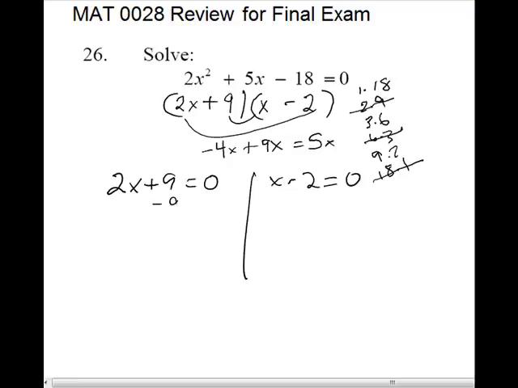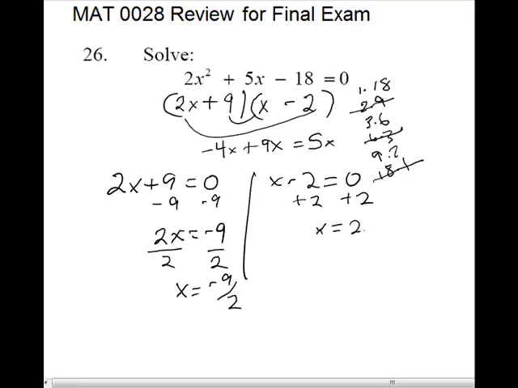Isolate your variables. So subtract your 9 from both sides. 2x equals negative 9. You are going to get a fraction on this one. Divide out your coefficient. So x equals negative 9 halves. For the other one, you're going to add your 2. X equals 2. So our solutions are negative 9 halves and 2.